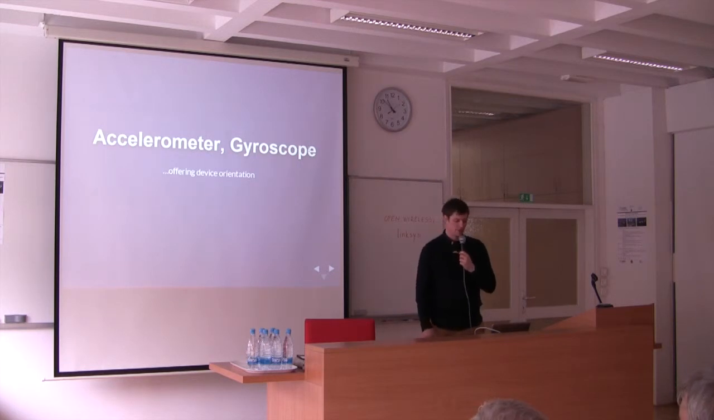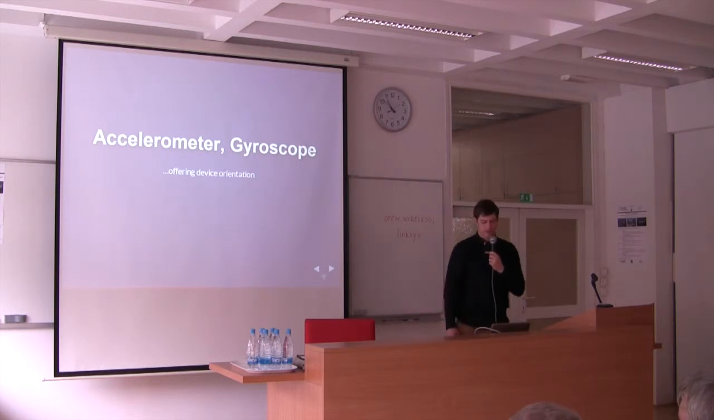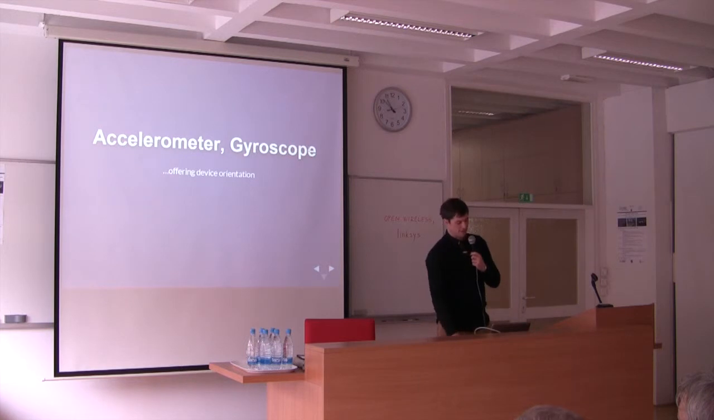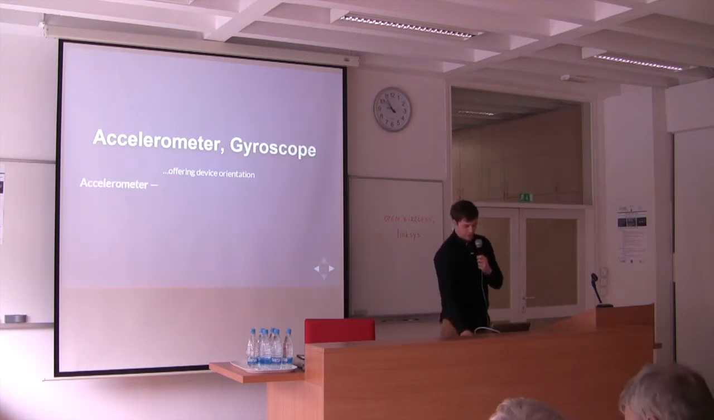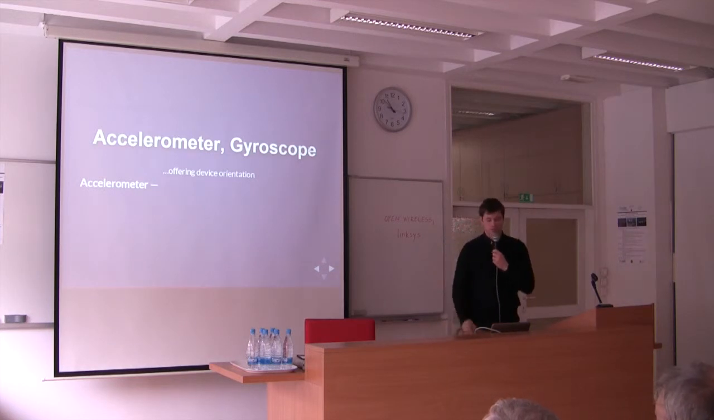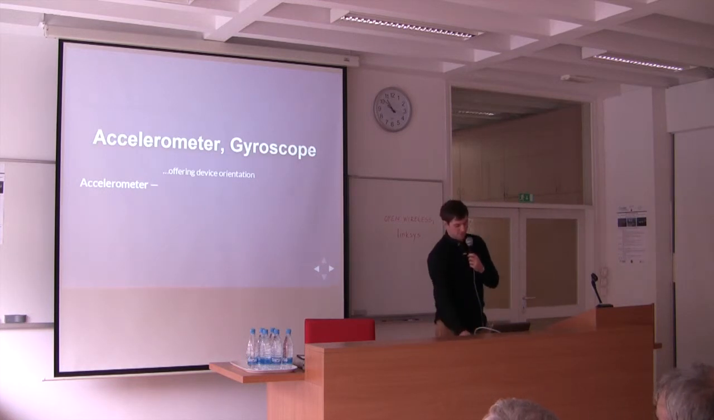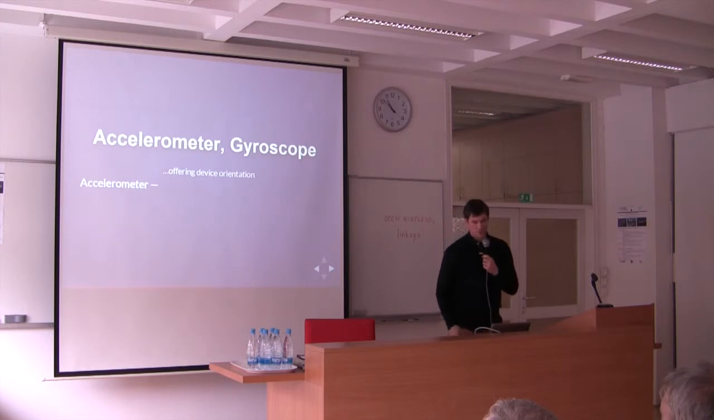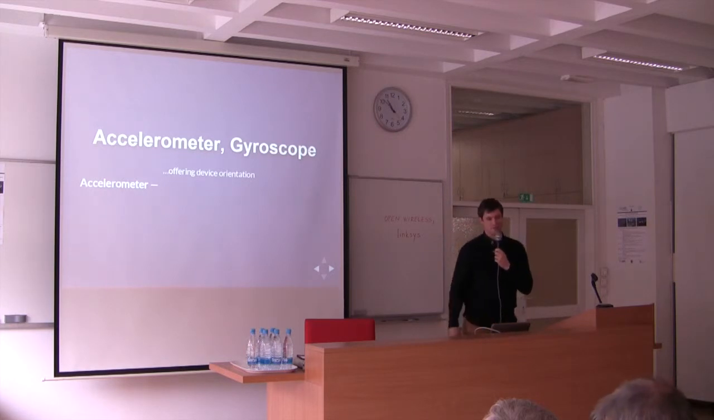The second sensor is also available in high-end smartphones like Android and iOS devices. It is the accelerometer and gyroscope. The code looks pretty much the same. You can access it in your browser, but I'm not going to do that since the desktop browser doesn't have an accelerometer inside.